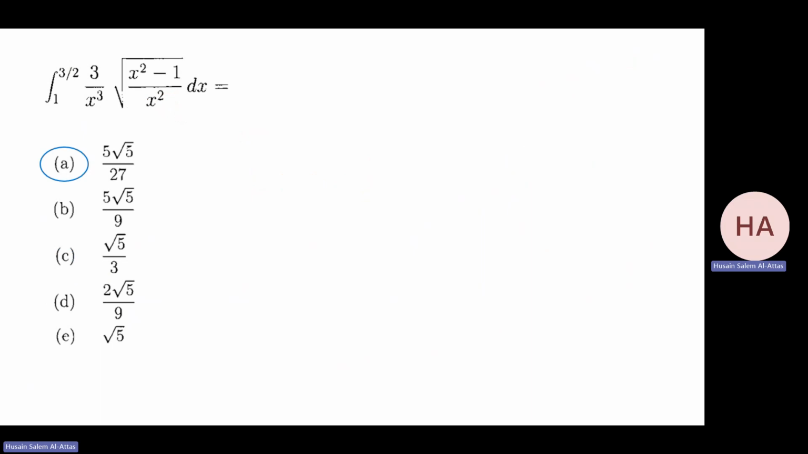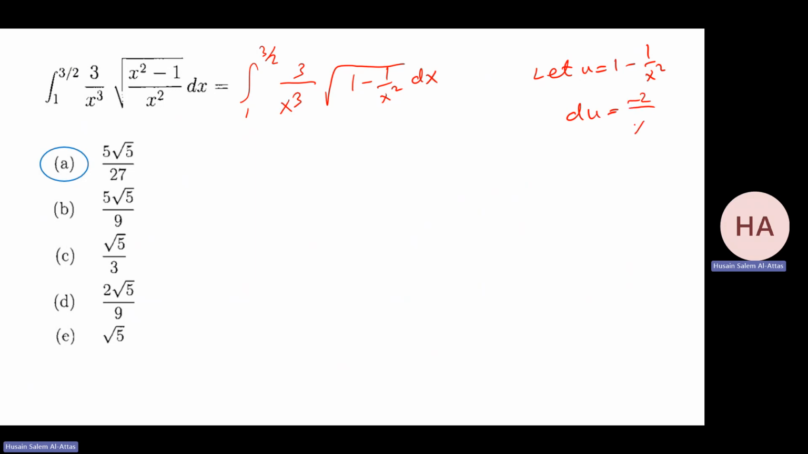Okay. To do this, this integral will be what? The integral from 1 to 3 over 2 of 1 over x cubed times the square root of 1 minus 1 over x squared dx. So this will be my u, 1 minus 1 over x squared. What will be du? It will be 2 over x cubed dx. So I can rewrite this integral with 3 over 2 outside.